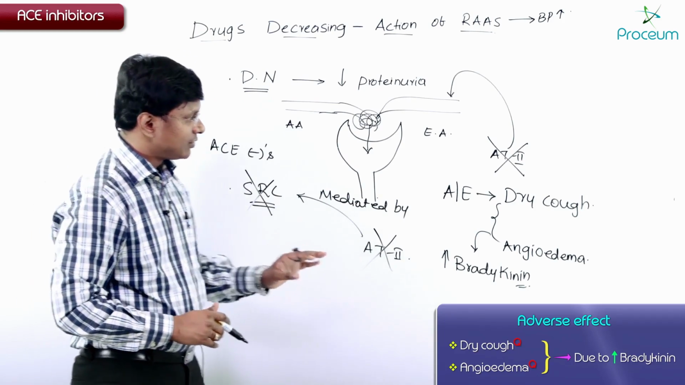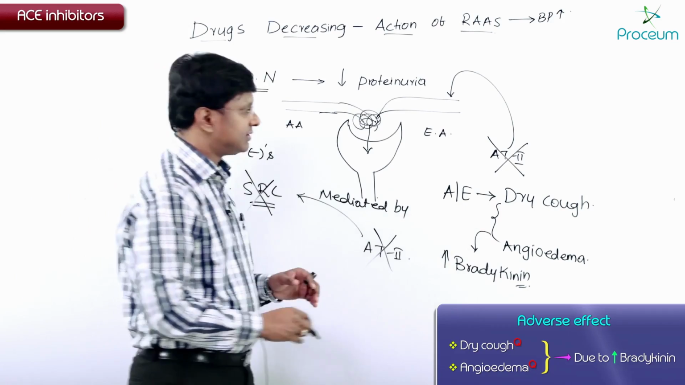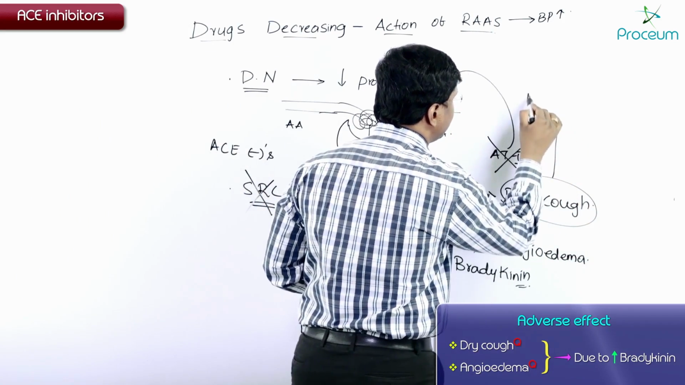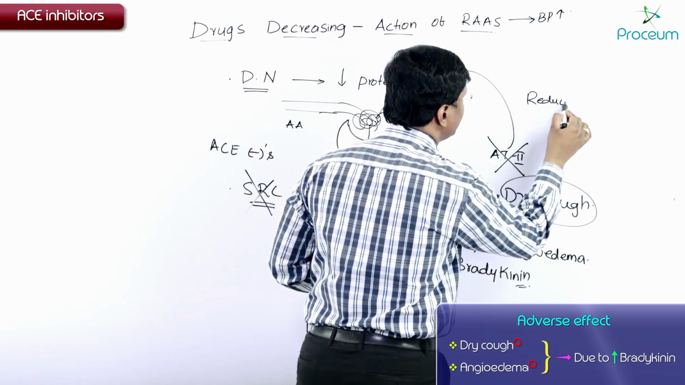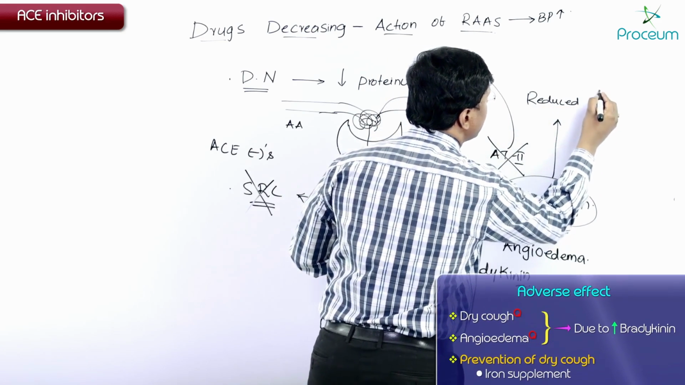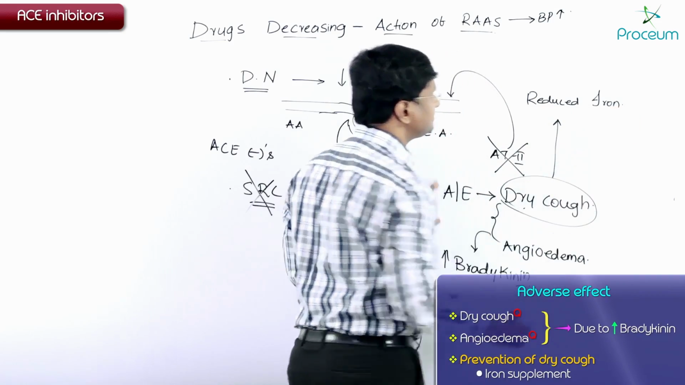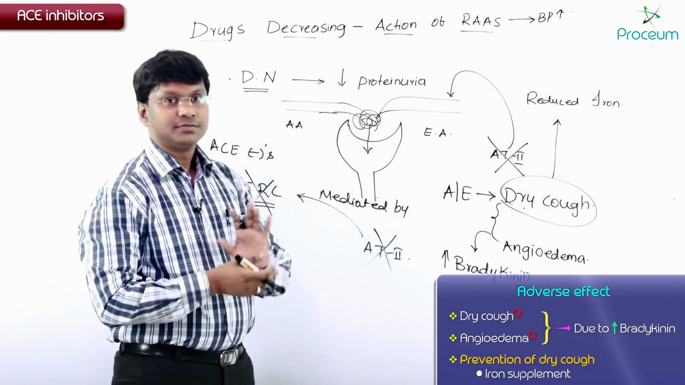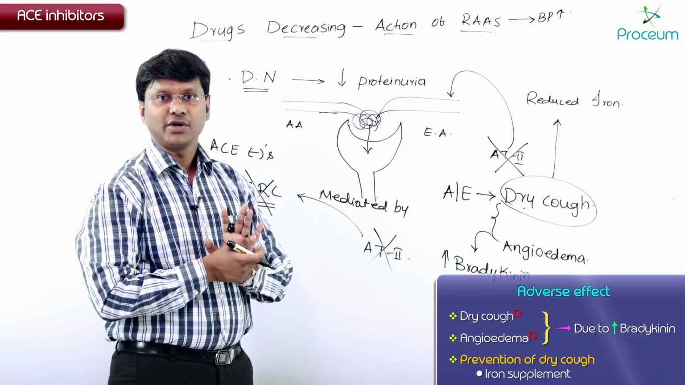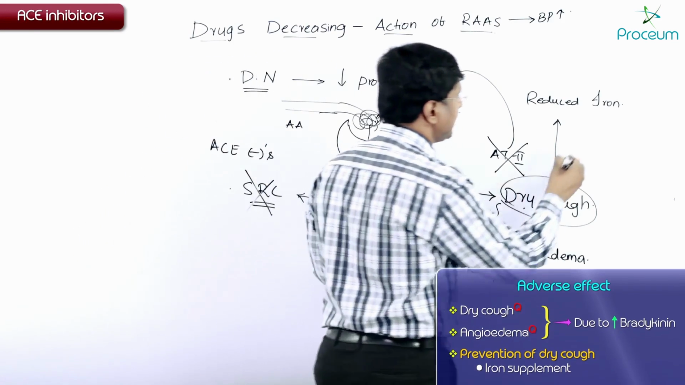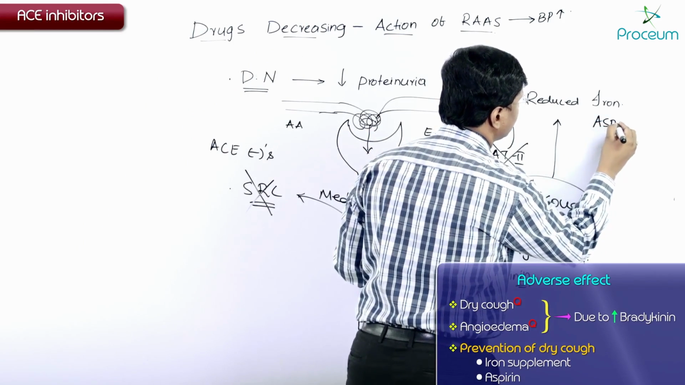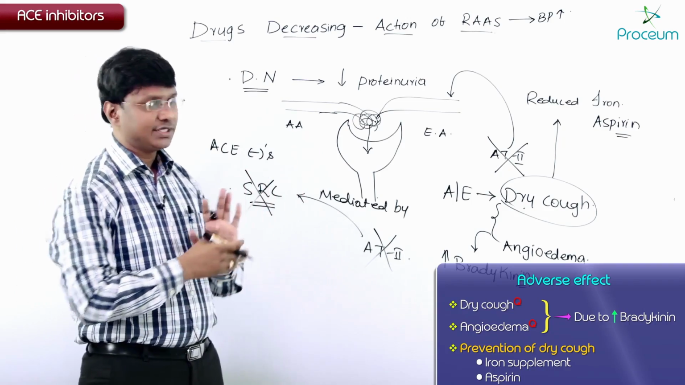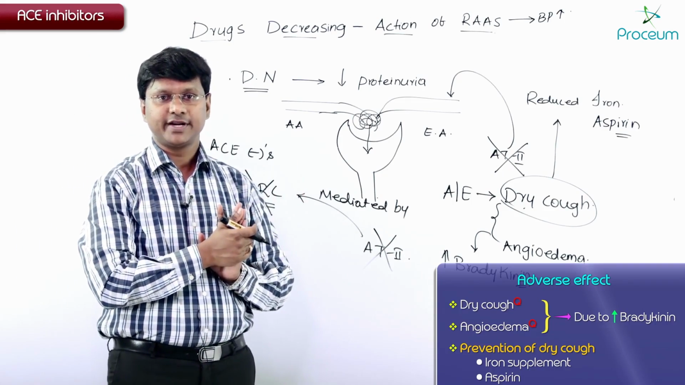All right. Now you take this particular dry cough. This dry cough can be reduced by using iron supplements. They can also be reduced by using aspirin. All right.